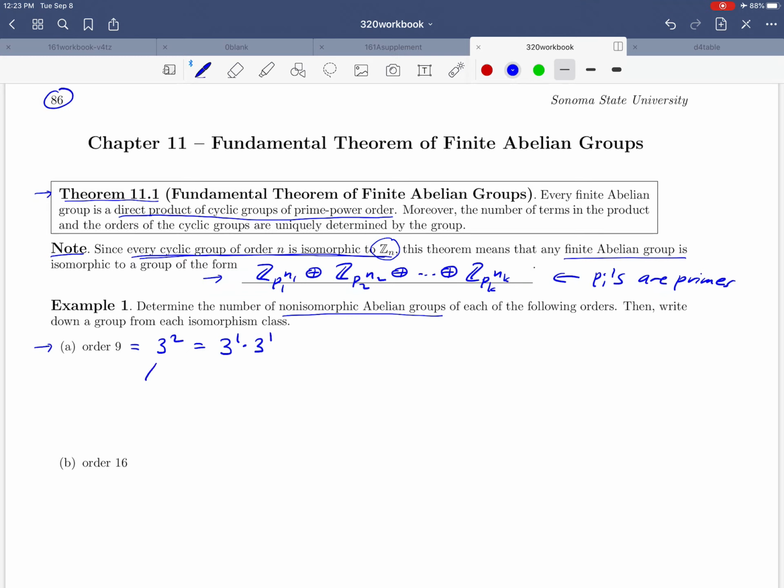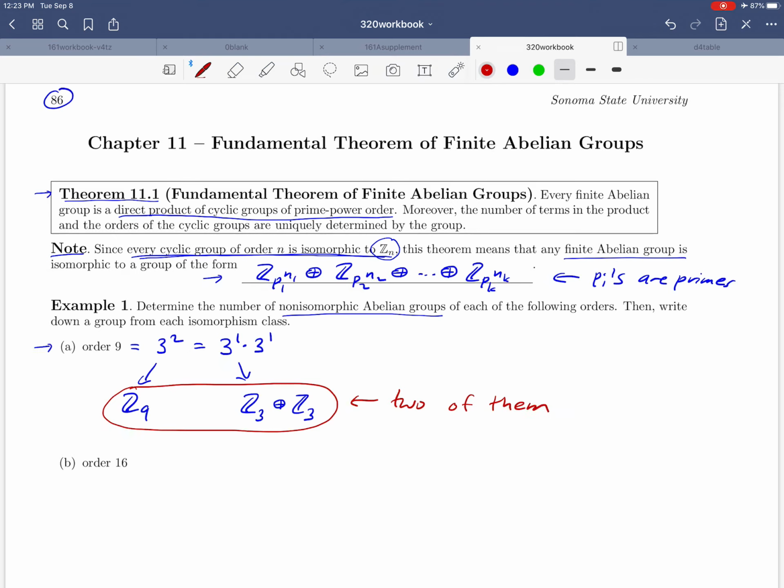One of them is going to look like Z9, putting the 3 squared together, and the other one's going to look like Z3 plus Z3. It just takes the two 3s and splits them apart. This turns out to be our answer. And so, if we believe this answer, that means that there are exactly 2 non-isomorphic abelian groups of order 9.